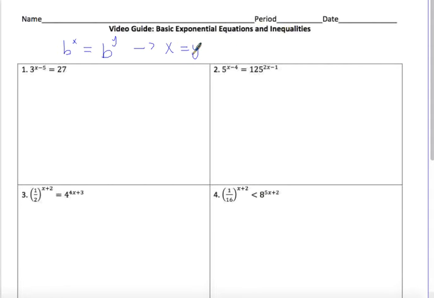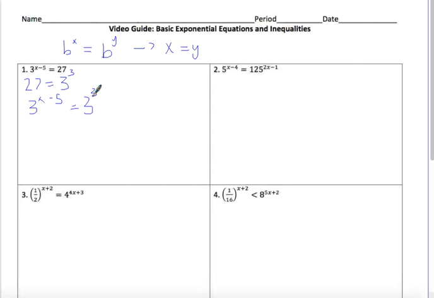And that's what we'll use to solve these exponential equations: we're going to use some number sets to make the bases the same in all these equations. So 3 to the x minus 5 is equal to 27. Right now the bases aren't the same, but what do we know about 27? 27 is equal to 3 to the third power. So we can rewrite this as 3 to the x minus 5 equals 3 to the third power.